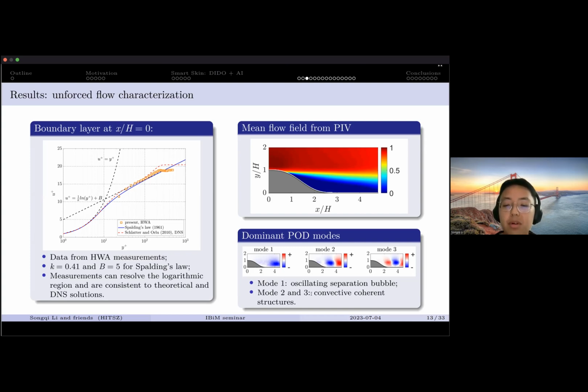However, for mode 2 and mode 3, this is a pair of vortical structures, and these types of turbulent structures will be convected downstream. And mode 1 just represents a flapping in the vertical direction.